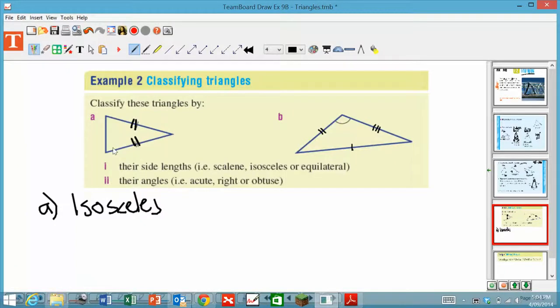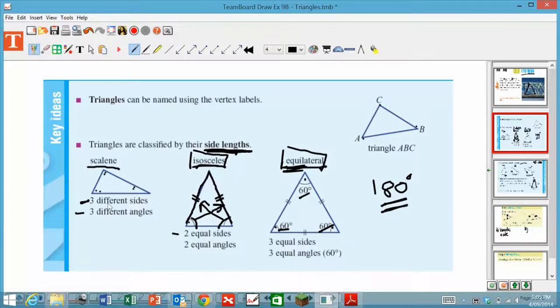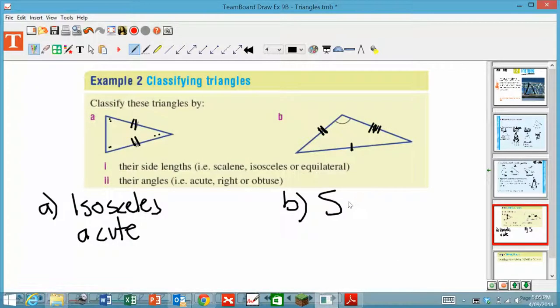And two, their angles. So these angles in here, is it acute, right or obtuse? Well, they're all under 90 degrees, so it is an acute triangle. There's that one done. Part B, this triangle over here. All the side lengths here, as you can see in the picture, are all different lengths. So all three different sides means we've got a scalene triangle. So our triangle there is a scalene.